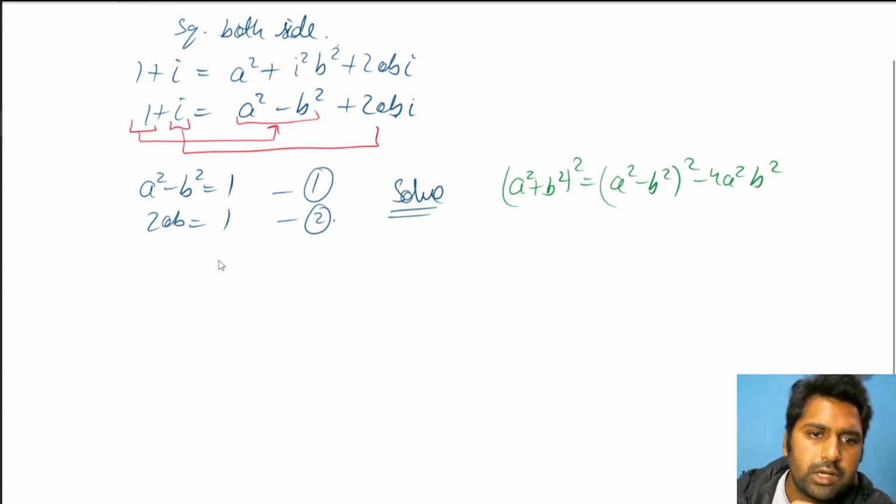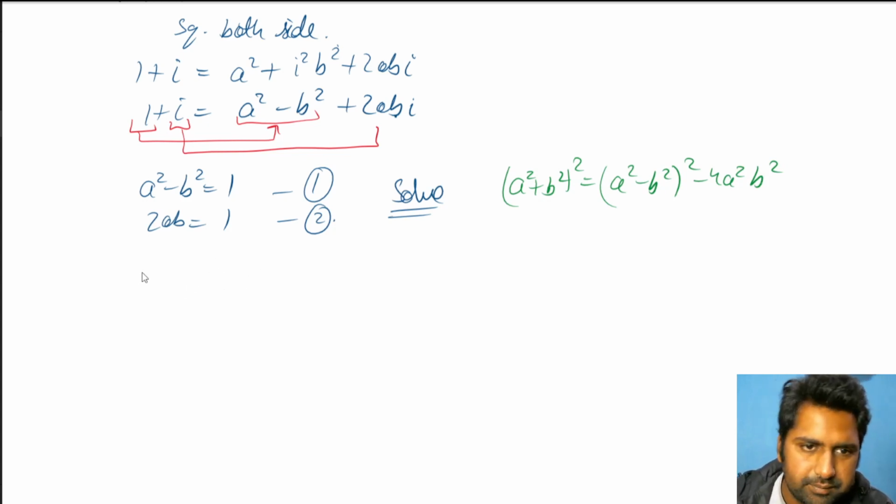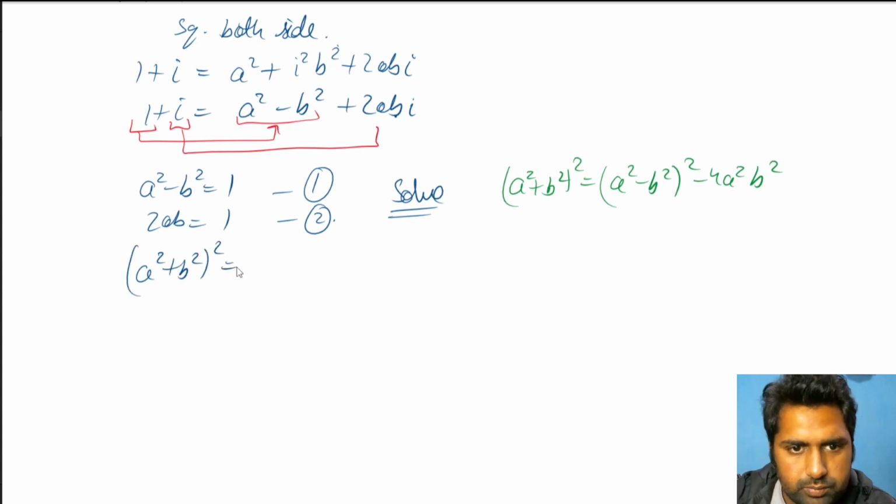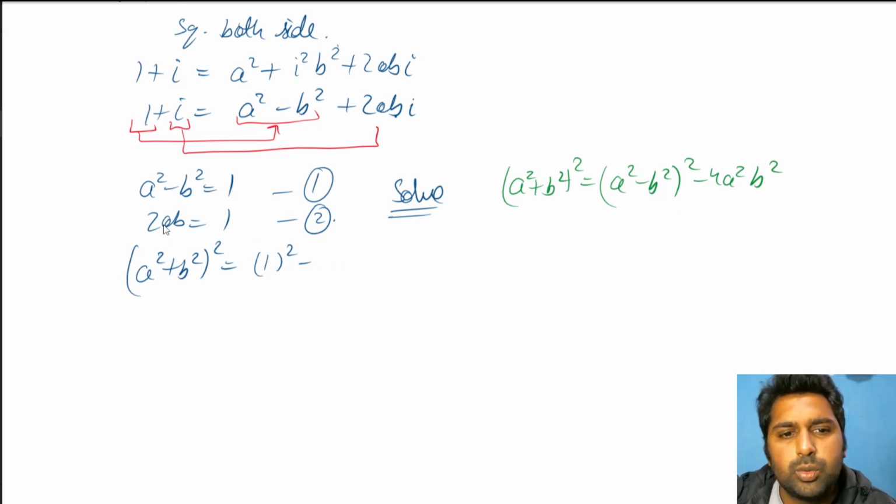Now why is this so helpful? Let's see. A square plus b square whole square, we don't know. A square minus b square, we know that's 1 square, plus 4a square b square, which is this value 2ab squared. If we square this, we get 4a square b square. So that's again 1.